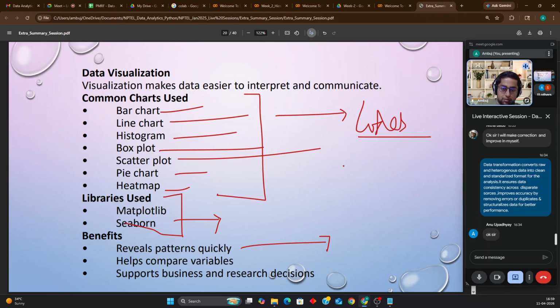It helps in comparing the variables and supporting business and research decisions. Yes, it is there. Already told you. In this session also provided.